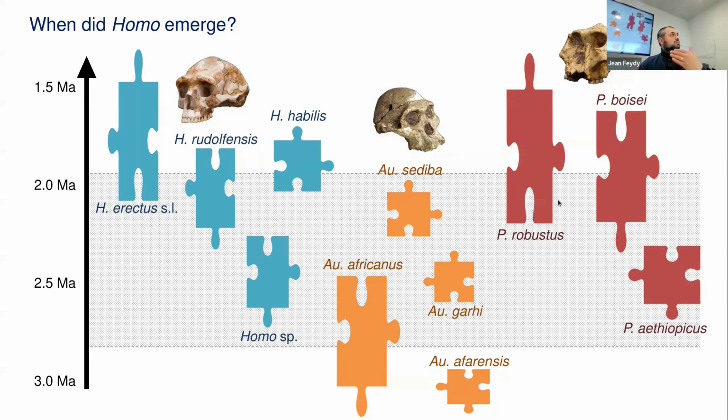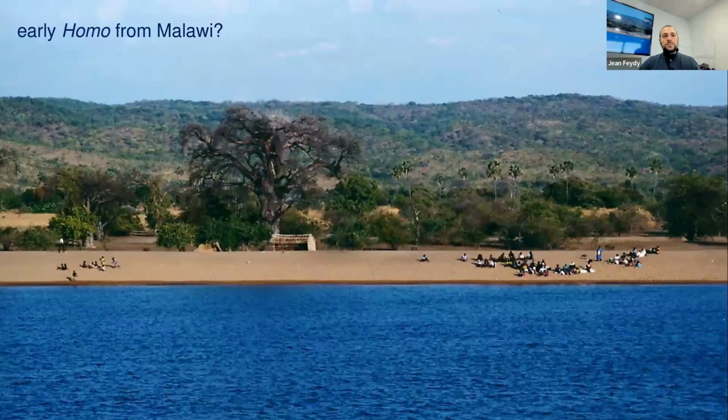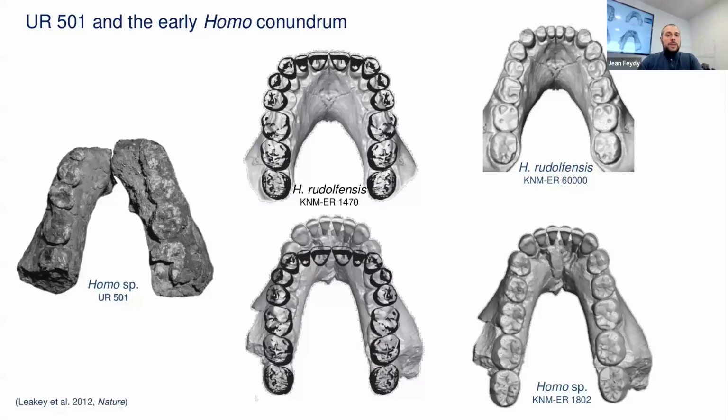So this is what we assume to know at the moment. This is based on the external morphology and on the studies that have been conducted since the 1930s on the large sample of African material. One of the specimens was found in Malawi, so my first case was to go and investigate this specimen in Malawi.